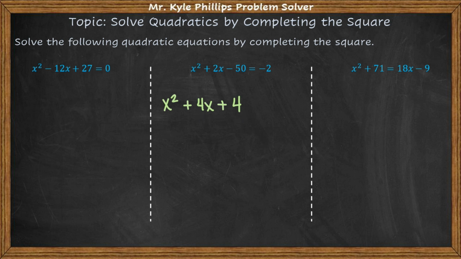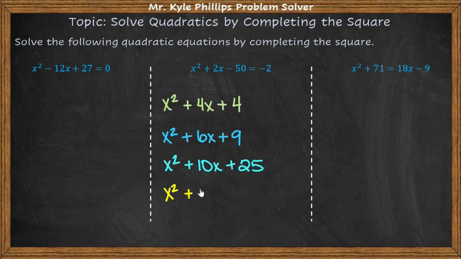Now, I'm going to write a few examples and I'm going to see if you can distinguish what makes a perfect square trinomial. What about this one? x squared plus 6x plus 9. That's a perfect square trinomial. x squared plus 10x plus 25. This is a perfect square trinomial. Last one, x squared plus 12x plus 36 is also a perfect square trinomial. All of these are perfect square trinomials.